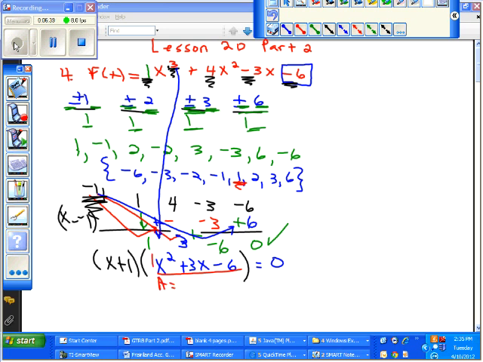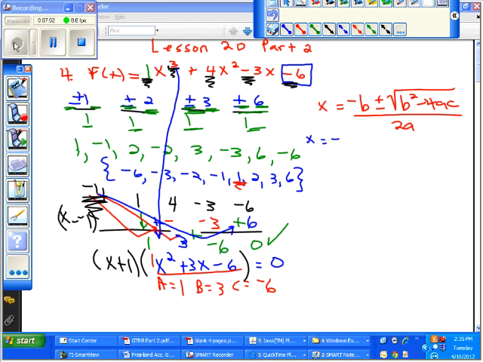So we're going to think that A is 1, and B is 3, and C is negative 6, and we're going to plug that into the quadratic formula. X is equal to the opposite of B plus or minus the square root of B squared minus 4 times A times C, all over 2 times A.